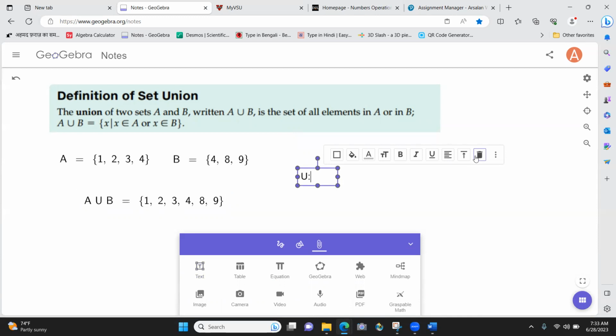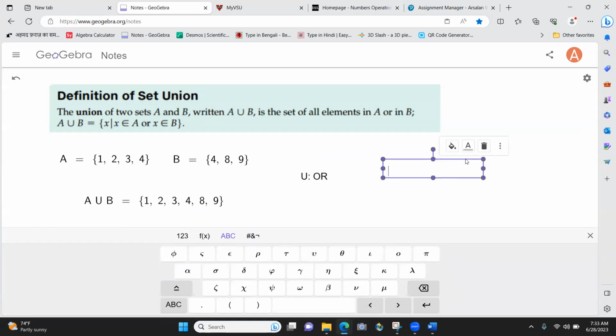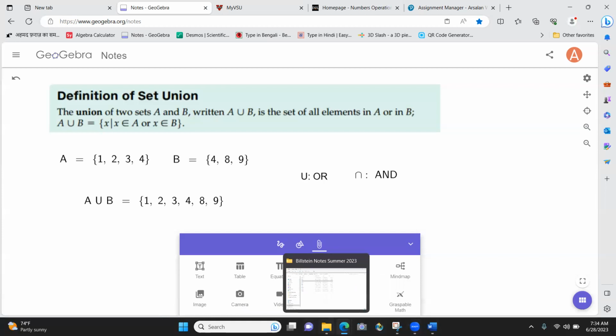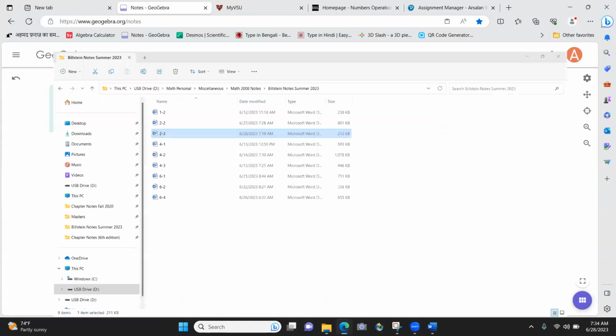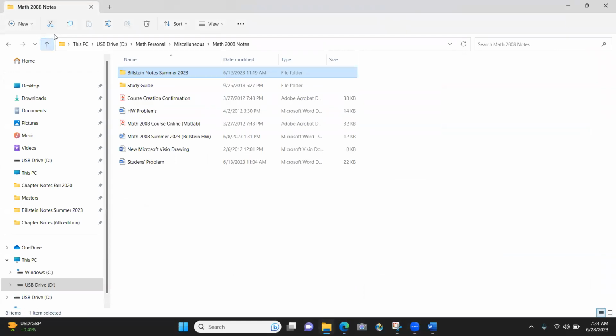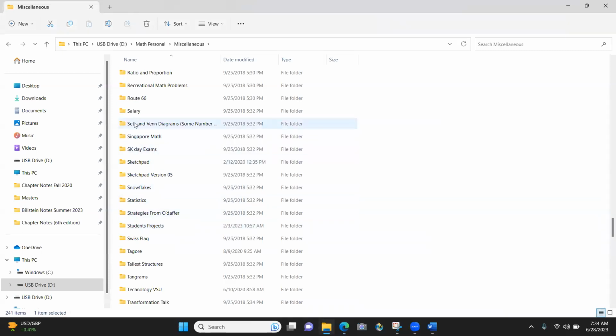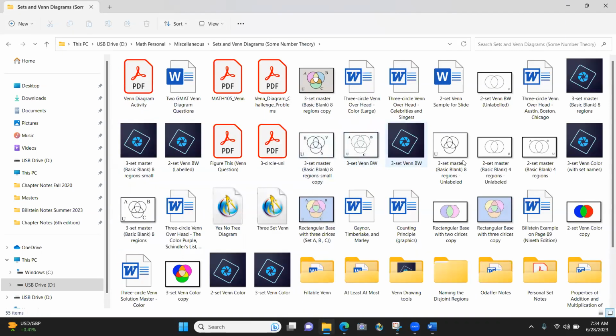So let's write it down. The word or is associated with union. And the word and is associated with intersection. Okay, you want to keep that straight. Let's draw a picture for these two. All right, guys? What does it mean? Let me see if I can find a picture.